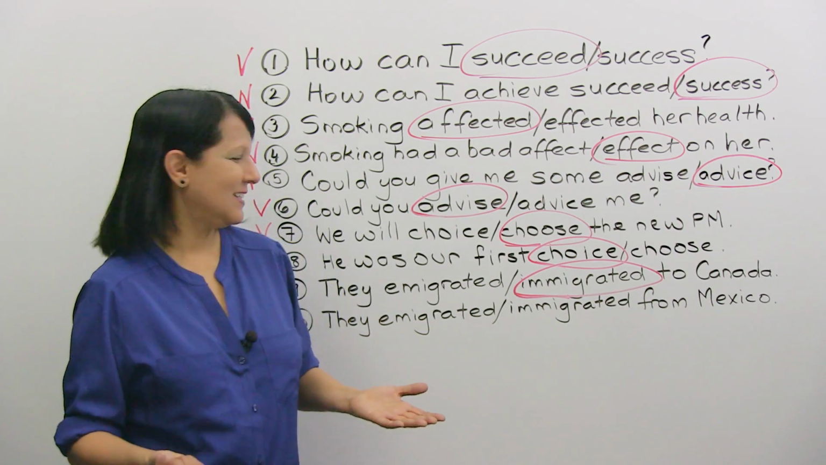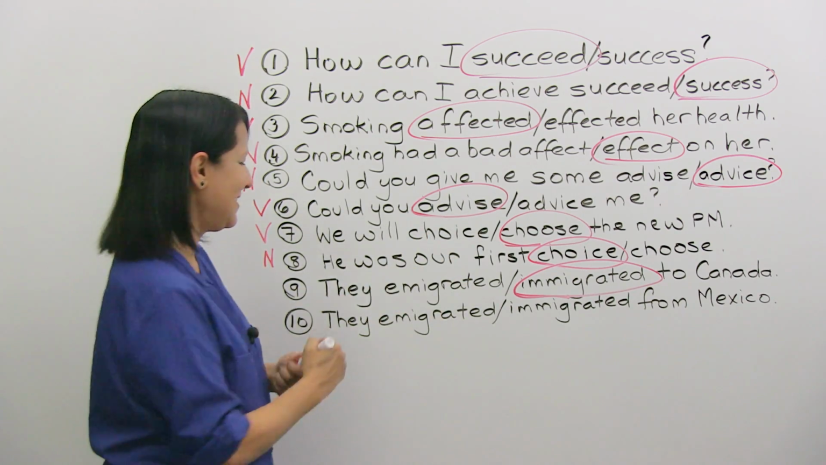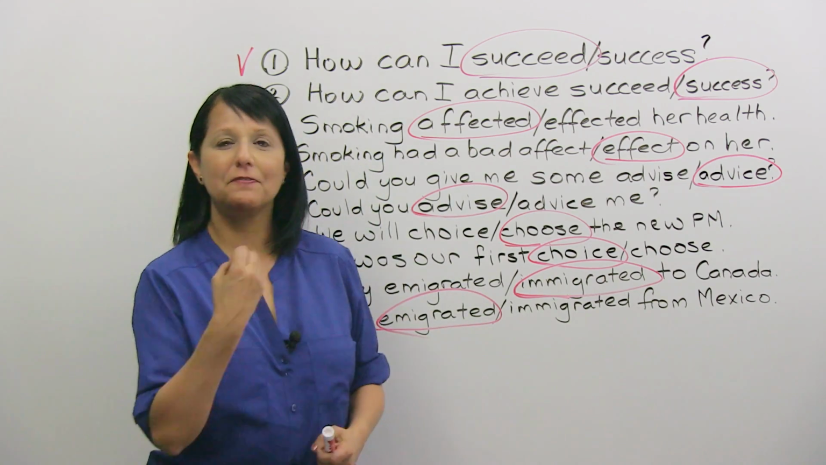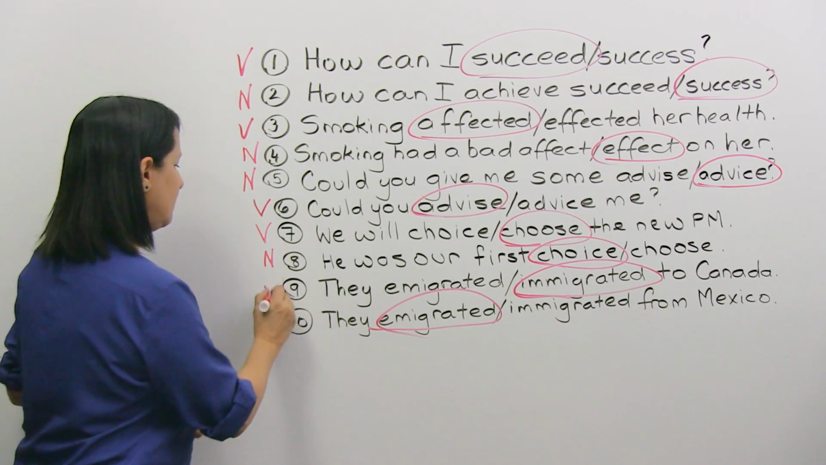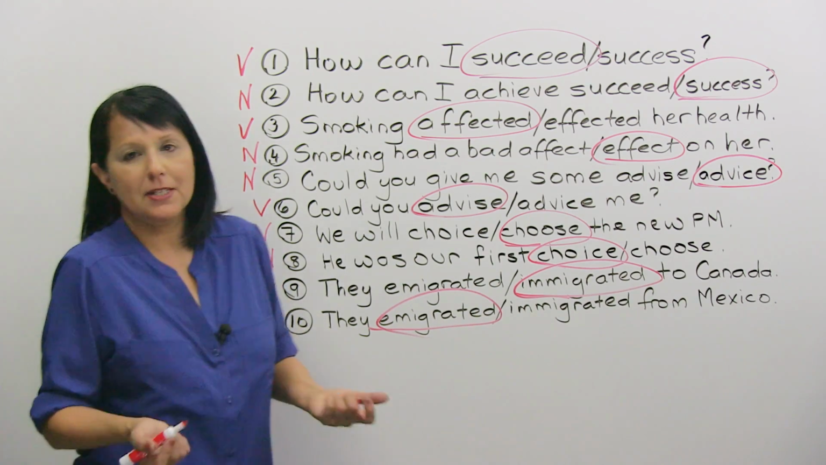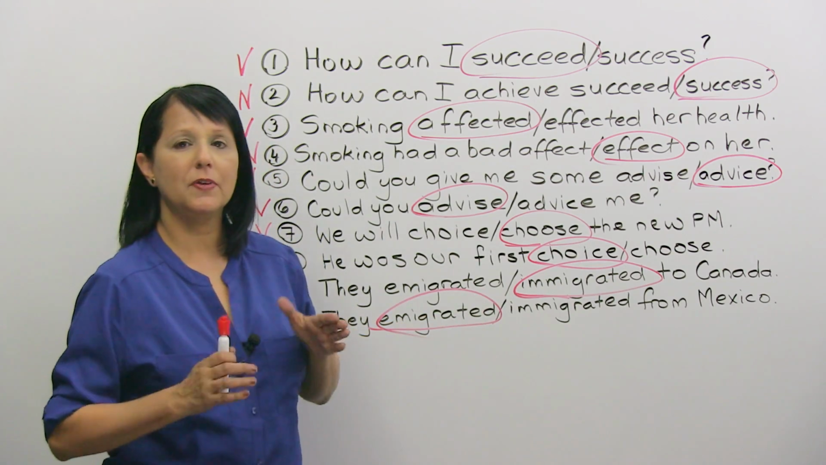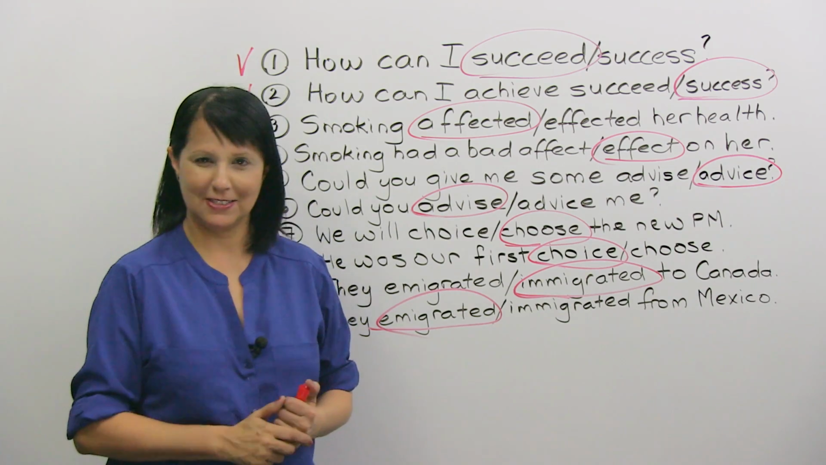And number 10, they emigrated from Mexico or they immigrated from Mexico. Okay? This time you have both verbs, right? So if that was immigrated, then this one is actually emigrated. They emigrated from Mexico. Now here, it's not a question. They're both verbs, okay? Emigrate is a verb and immigrate is a verb. But what's the difference? You see that you immigrate to a place, but you emigrate from somewhere else.